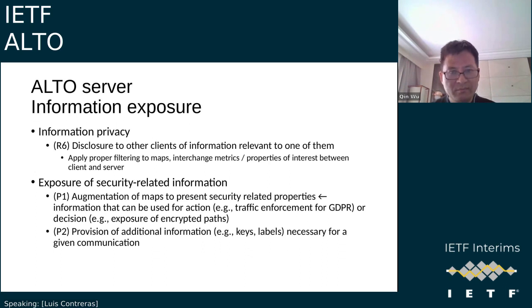Regarding information exposure, the issue here would be the disclosure to other clients of information that is relevant only to one of the clients. So we need to preserve information among clients, avoiding this, maybe with filtering. And then, thinking about properties and potential usage for enabling security cases, that could be the augmentation of the map presenting security-related properties. It could be information, for instance, about encrypted paths that the client could use for delivering the traffic, or even providing additional information about security, for instance keys for a particular communication.